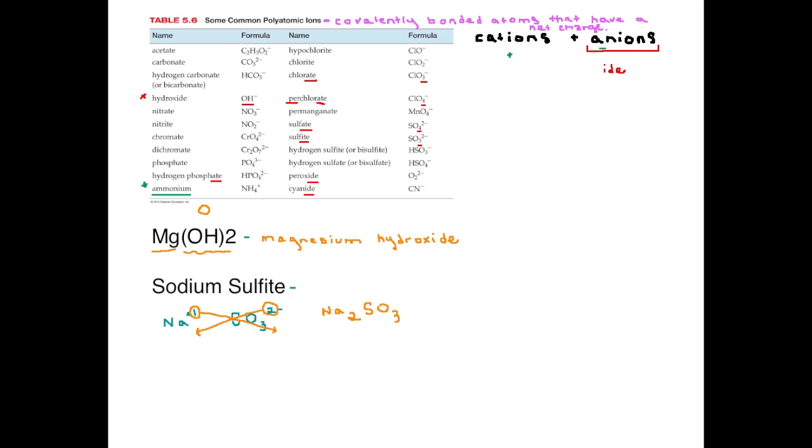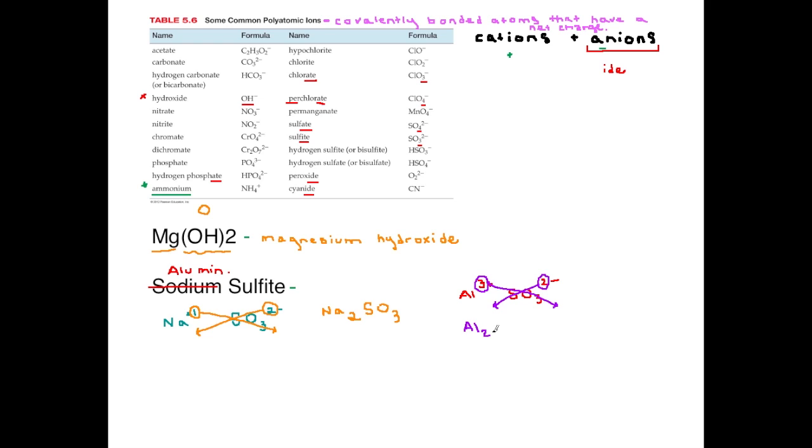If I decided to change the problem on you just a tiny bit, and instead of sodium sulfite, if I had aluminum sulfite, I would again cross my charges. Aluminum this time has a 3+ charge. SO3 has a 2- charge. And I'm going to go ahead and cross my charges. So the 3 would be the subscript for SO3. The 2 is the subscript for Al. And so I end up with Al2.